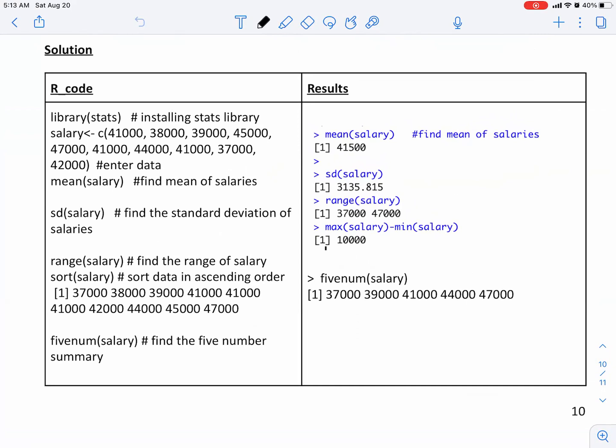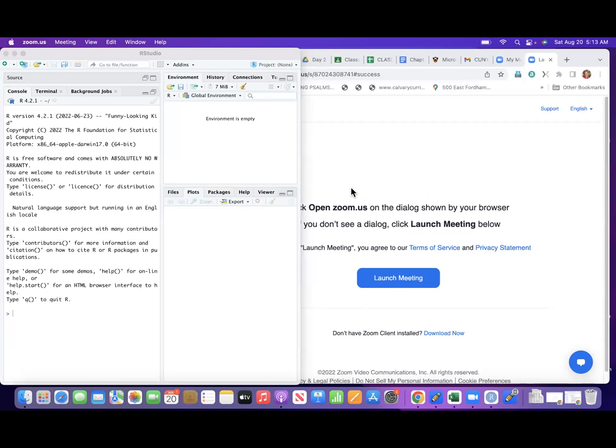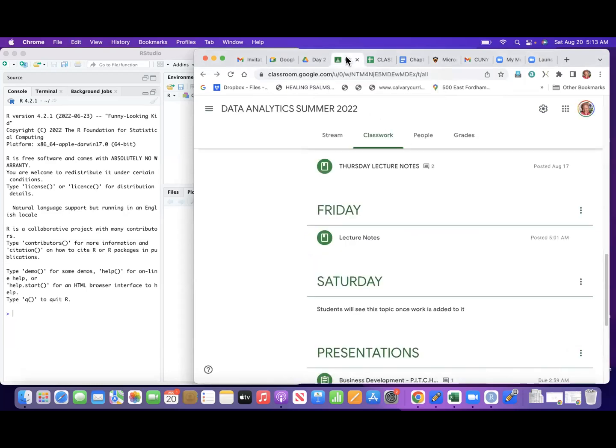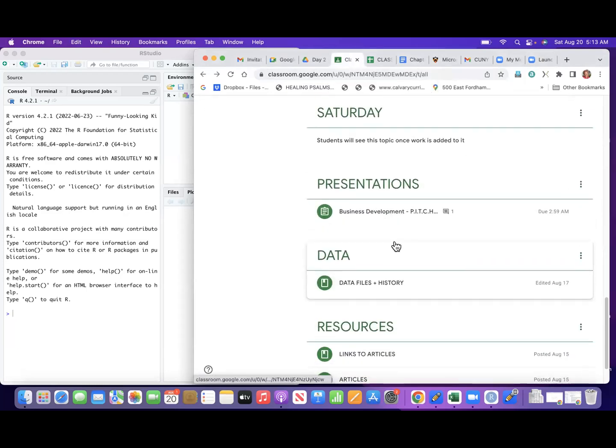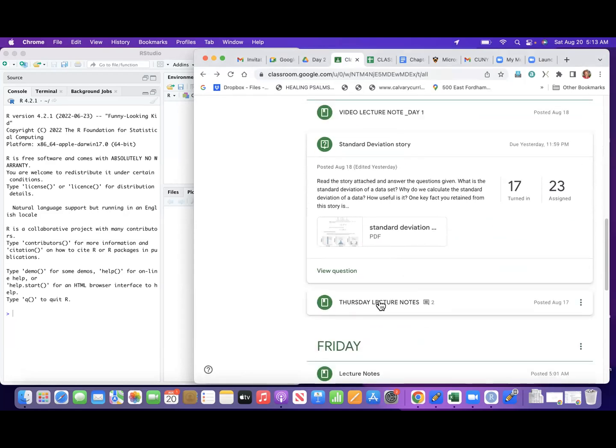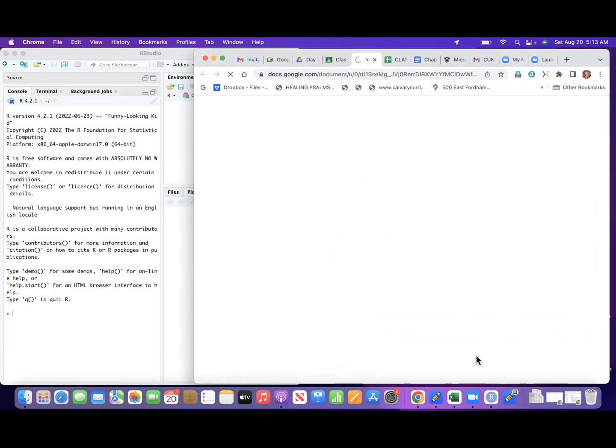Okay, let's come back. So this is the example we are looking at. I'm going to switch screen now. We're going to go back into R and continue to work here in R. And these notes are in your Google Classroom. I believe it's under lecture notes for Thursday.